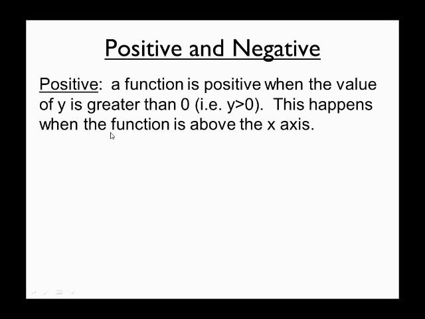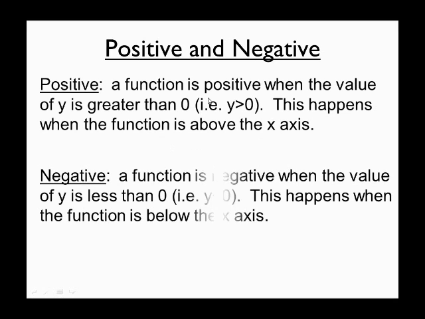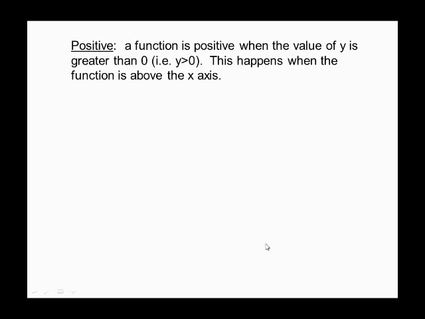Positive means a function is positive when the value of y is greater than 0. So this happens when the function is above the x-axis. The function is negative when the value of y is less than 0. In other words, the function is below the x-axis. So let's take a look at a couple examples.